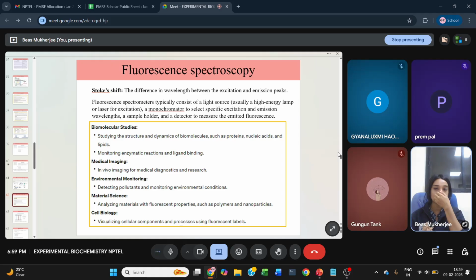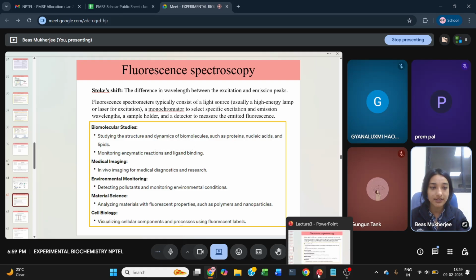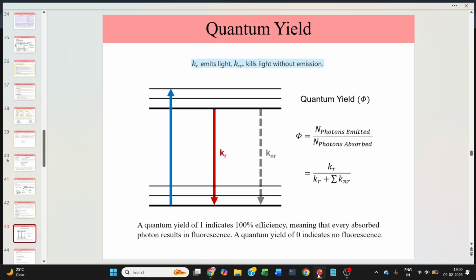Now these are the different applications for studying structure and dynamics of biomolecules such as proteins, nucleic acids, lipids, etc., and monitoring enzyme reactions, ligand binding, etc. And these are what we also normally do in the lab, using fluorescence spectroscopy. Then there are other techniques, for example all of these spectroscopy based techniques, visualizing cellular compartments and processing fluorescent labels, and then in vivo imaging for medical diagnostics and research, etc. All of these different things can be done using fluorescence spectroscopy.